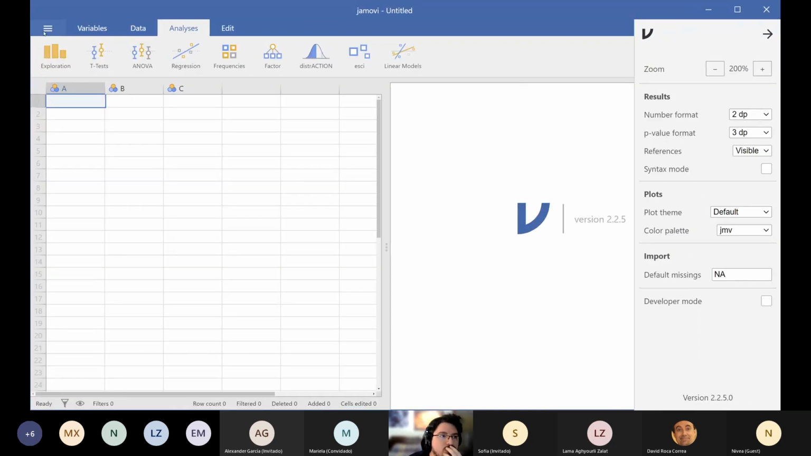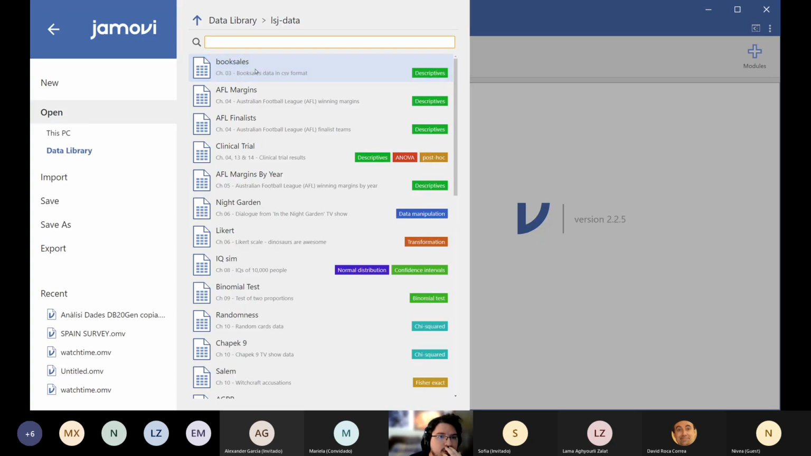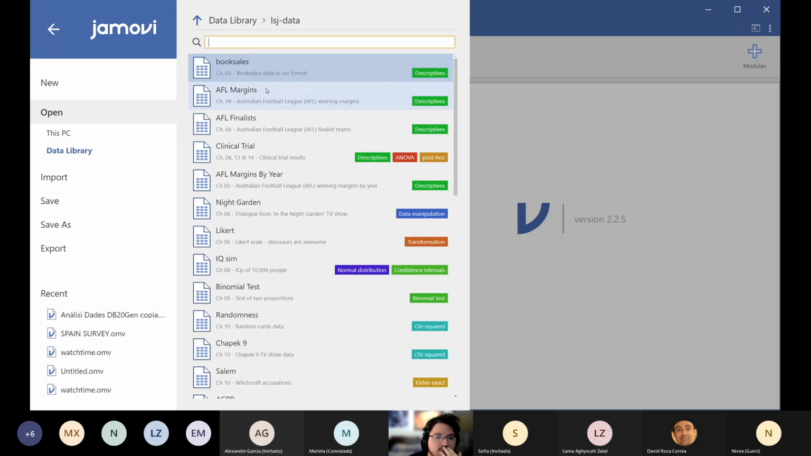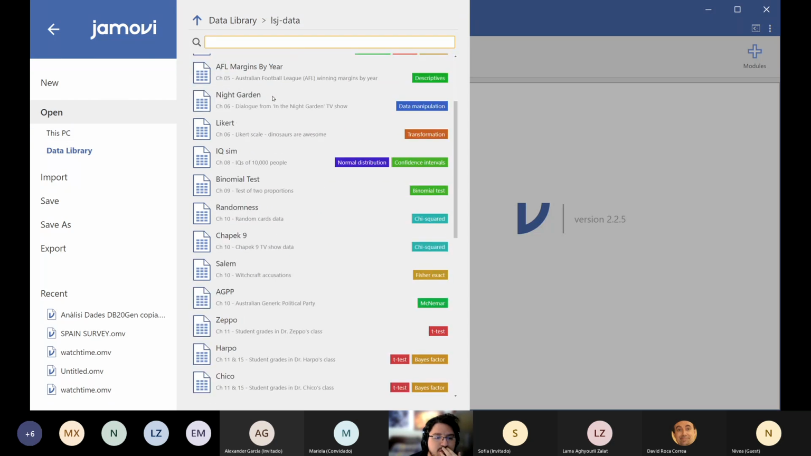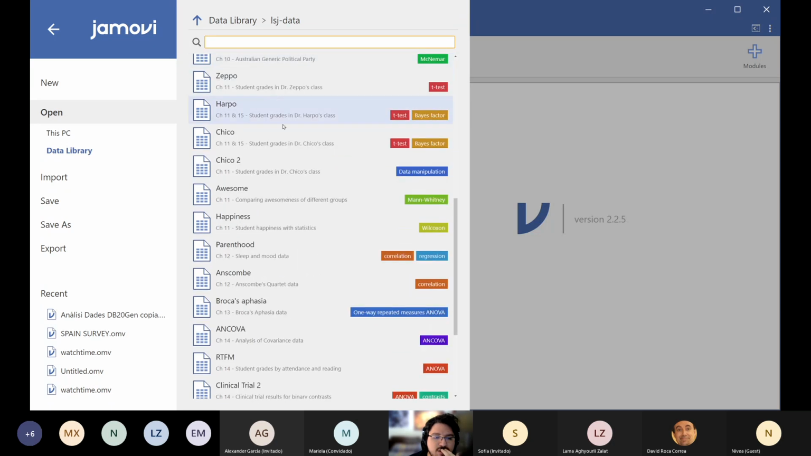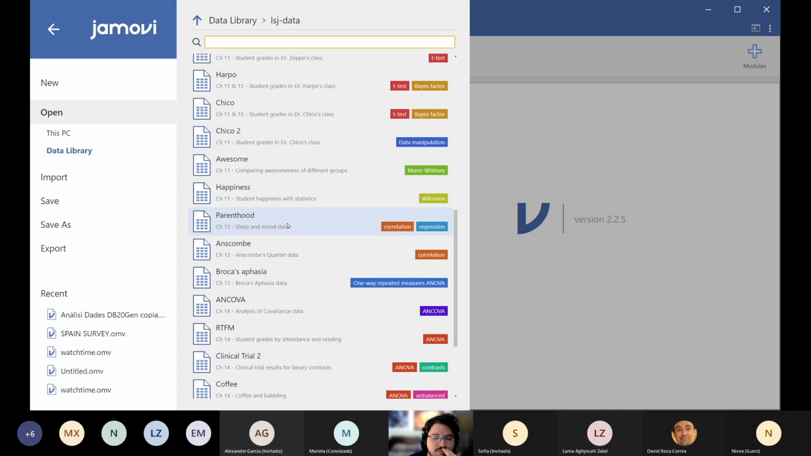All right. So if you go to open data library and learning statistics with Jamovi, this is where you should find a number of datasets to work and learn with Jamovi, but parenthood is one of them.